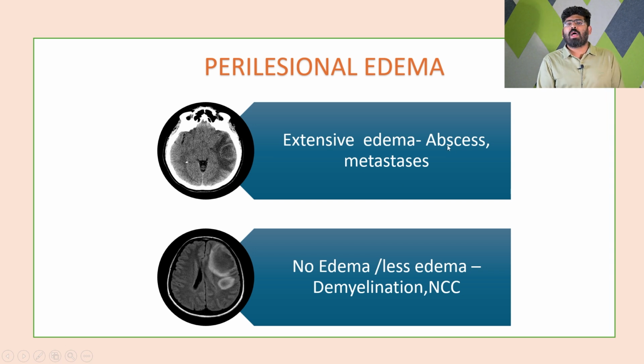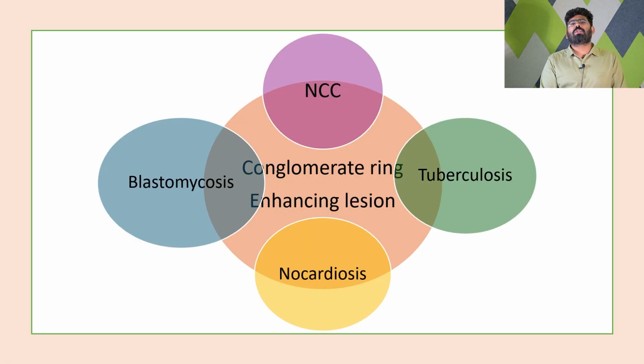So abscess and metastasis will show extensive edema, and we can see demyelination. A few of the NCCs will show edema, but not so much, less edema. And a few of them will be conglomerations, like small rings clubbing at one side. So what are the conditions you can see?